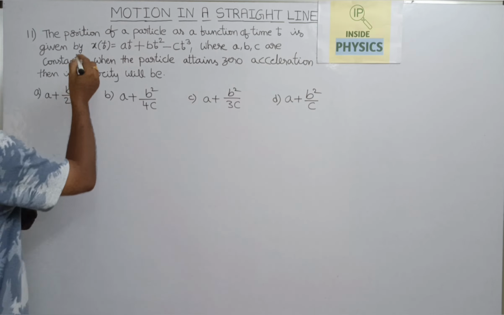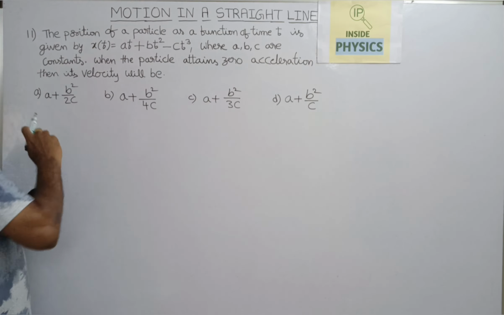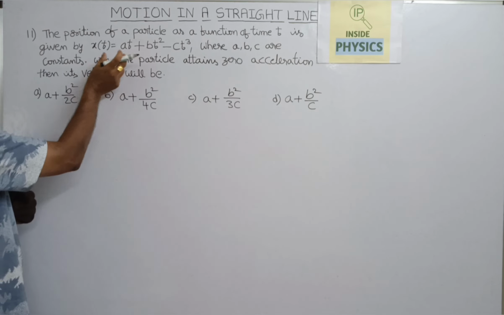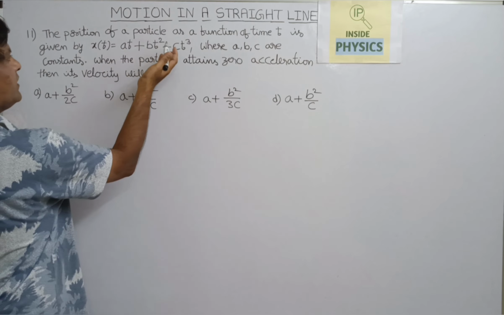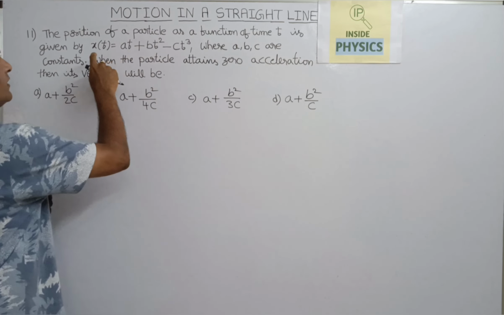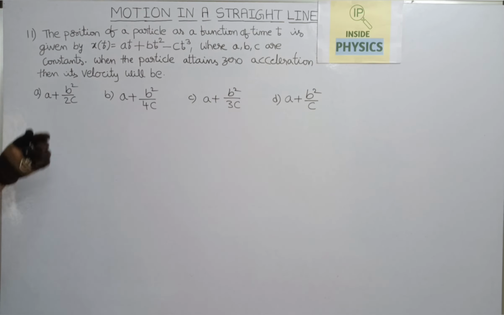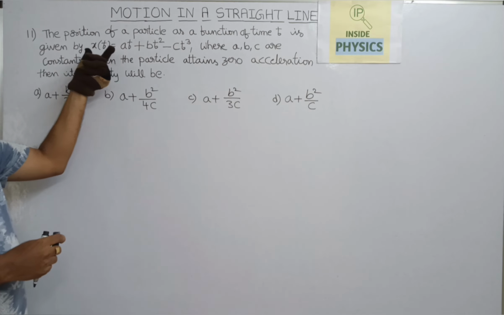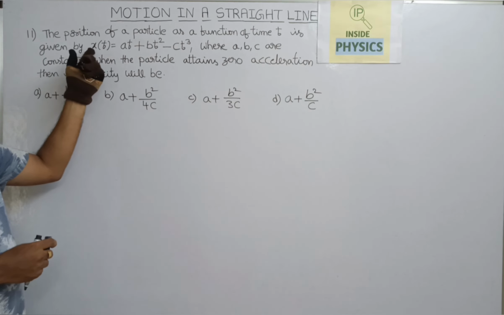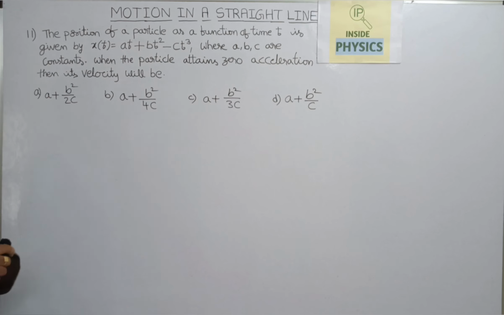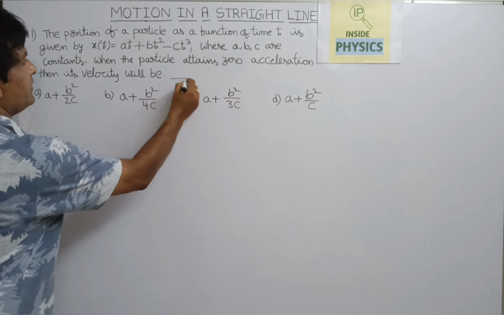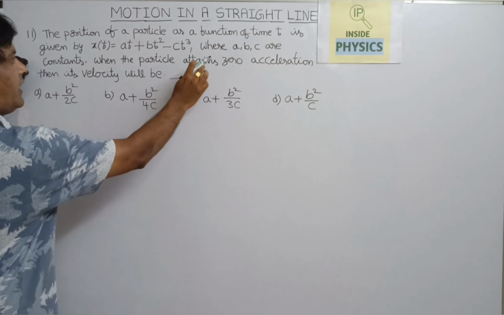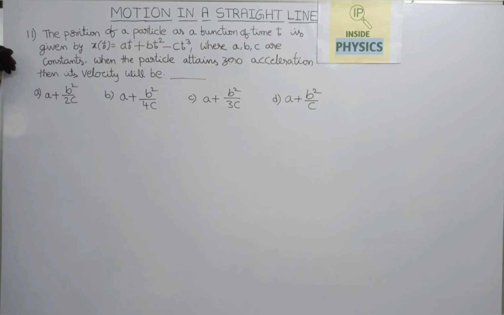See here, the position is given as a function of time. That means with time, the position is varying. How is it varying? This is the equation. According to this equation, the position is varying. If you take time equal to 0 as the starting point, you will get the displacement according to this equation. The question asks for the velocity when the acceleration is 0.